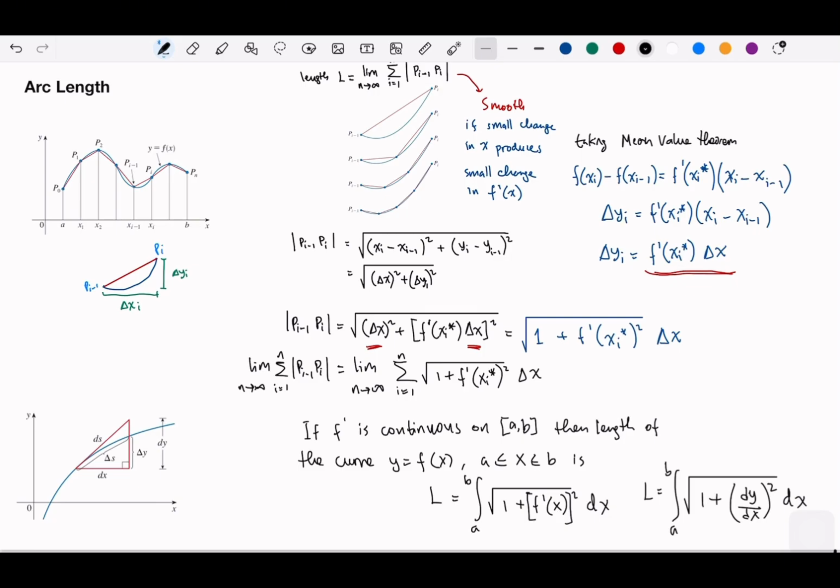Of course, this is for a function of x, but sometimes we can have a condition that is a function of y, but still single variable. For example, if we let x equal a function of y, then this will be dx over dy. It's the same, but we swap the variable.